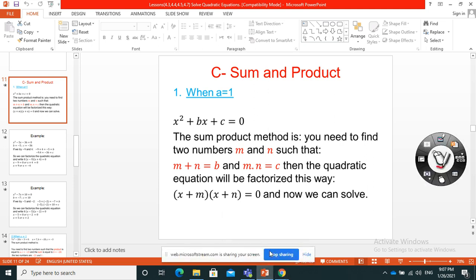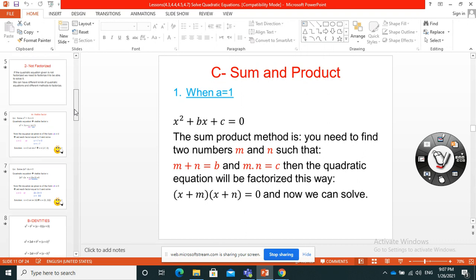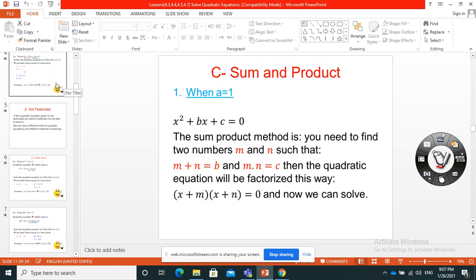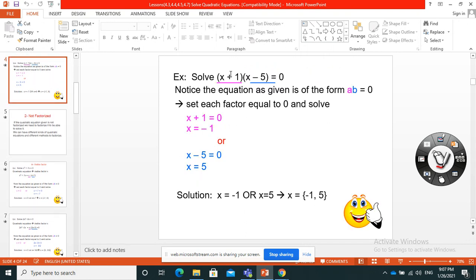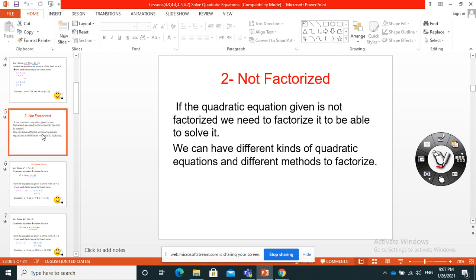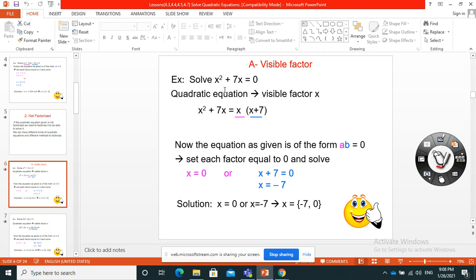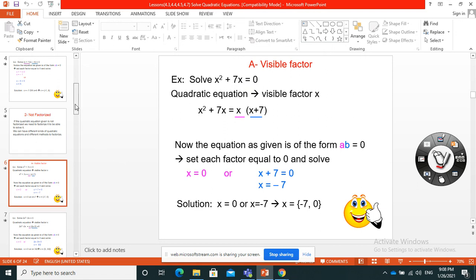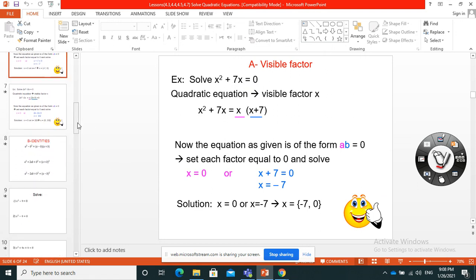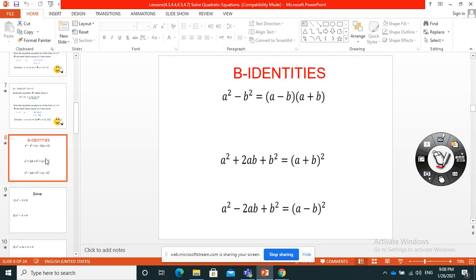So already, I'm just summarizing. We said when you need to solve any quadratic equation, it should be factorized. If it's given factorized, it's easy to solve: I need to take each factor equal to 0. If it's not factorized, we need to follow different questions to be able to factorize it. Sometimes I could see a visible factor, like we have here, for example, x.